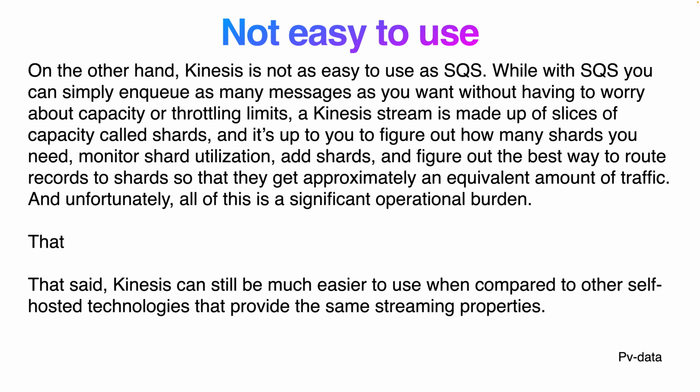On the other hand, Kinesis is not as easy to use as SQS. With SQS you can simply enqueue as many messages as you want without having to worry about capacity and throttling limits. A Kinesis stream is made of slices of capacity called shards, and it's up to you to figure out how many shards you need, monitor shard utilization, and figure out the best way to route records so that they are approximately equivalent in traffic. Unfortunately, all this is a significant operational burden. That said, Kinesis is still much easier to use when compared to other self-hosted technologies that provide the same streaming properties.